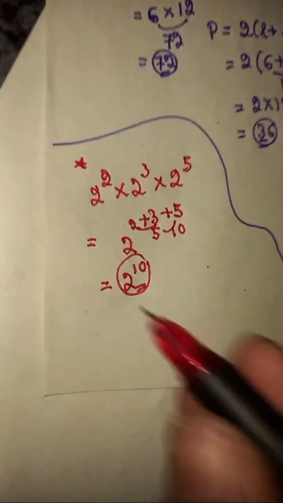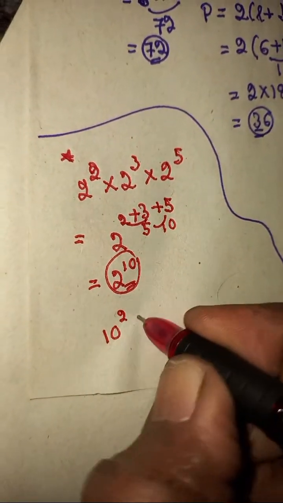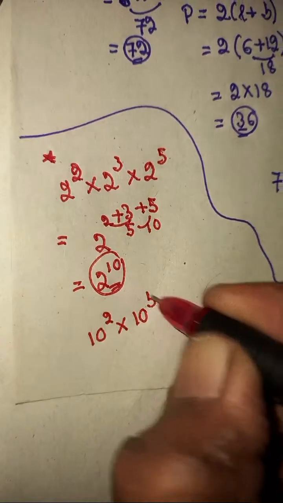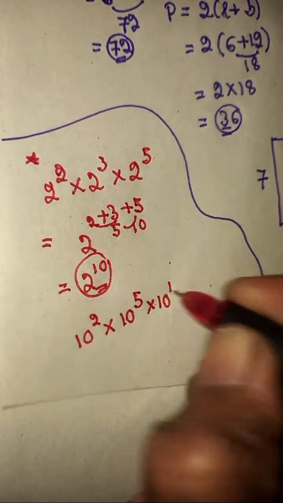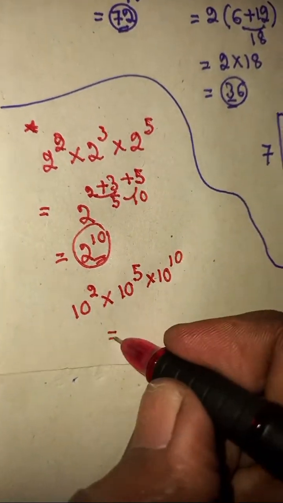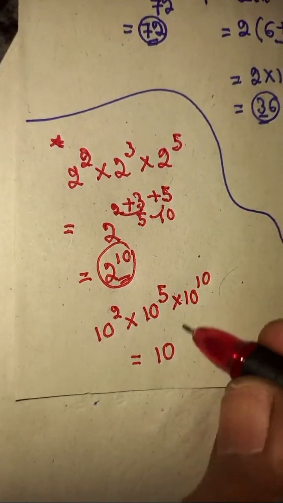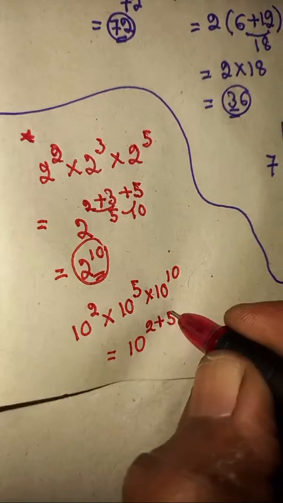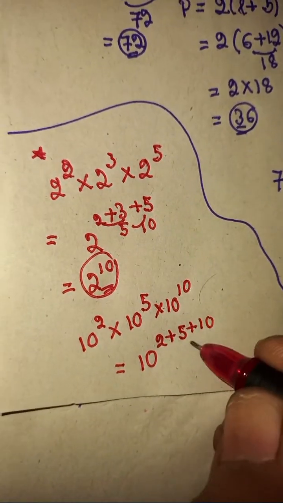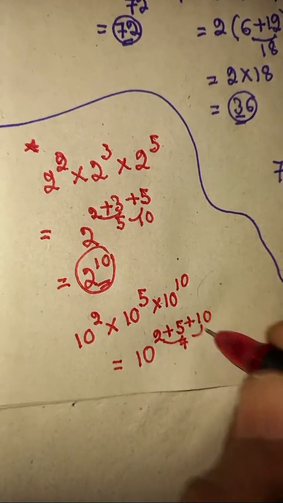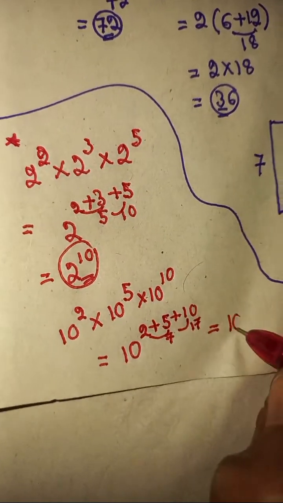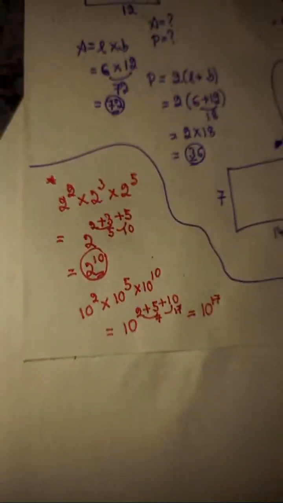And let's take one more, that is 10 squared times 10 to the power of 5 times 10 to the power of 10. Here also the same thing, take 10 as the common base and add up the powers, that is 2 plus 5 plus 10. 2 plus 5 is 7, 7 plus 10 is 17, so it becomes 10 to the power of 17.